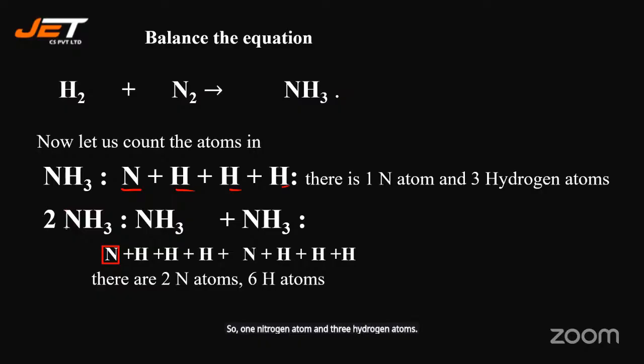Same way, if it is 2 NH3, then what does it mean? There are 2 sets, 1 nitrogen, 3 hydrogens, ఇక్కడ ఒక సెట్ ఉంది, and 1 nitrogen, 3 hydrogens, ఇక్కడ ఒక సెట్ ఉంది. సో టోటల్గా ఎన్ని ఉన్నాయి? 2 nitrogen atoms ఉన్నాయి, 6 hydrogen atoms ఉన్నాయి. సో ఇప్పుడు బ్యాలెన్స్ అవ్వనిది ఏంటి? We have to balance the hydrogens which are present in the reactants.